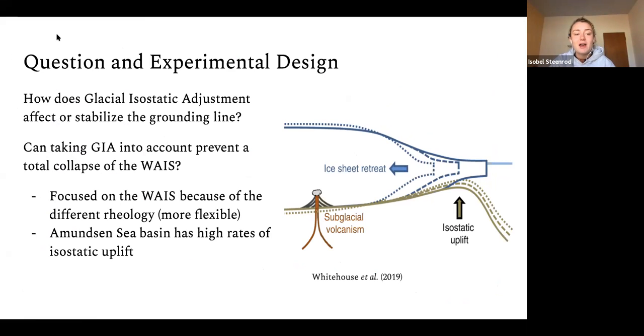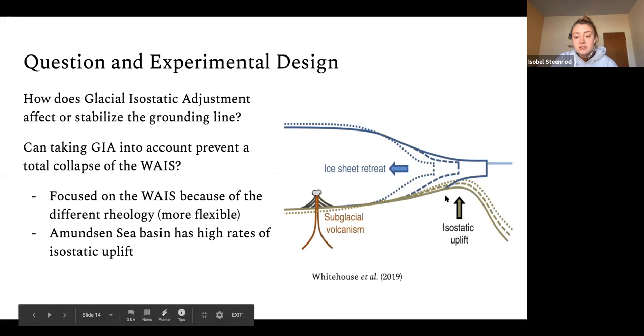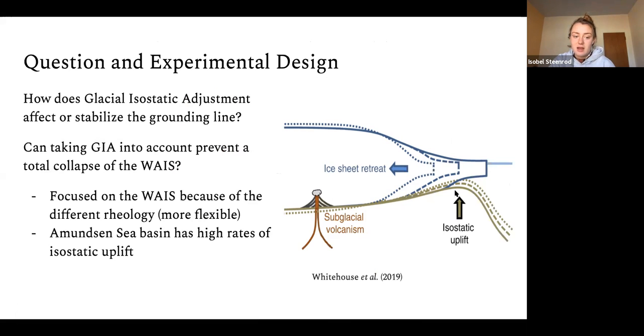Okay, so for my model run, I was looking specifically at the West Antarctic Ice Sheet because of its potential to collapse. I was wondering about glacial isostatic adjustment and how it would affect the grounding line, because as you see in this diagram, as the ice sheet retreats or even collapses, this entire mass of ice is no longer depressing the continent, and there can be isostatic uplift, which would push the grounding line in the opposite direction and potentially prevent a total ice sheet collapse.